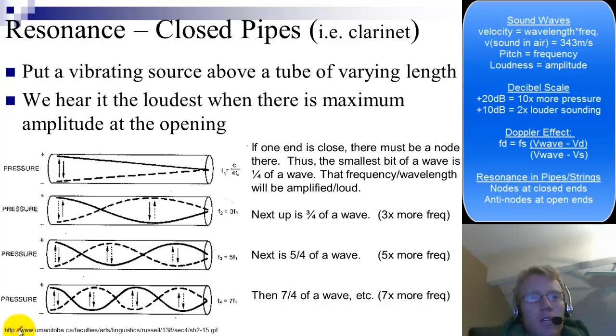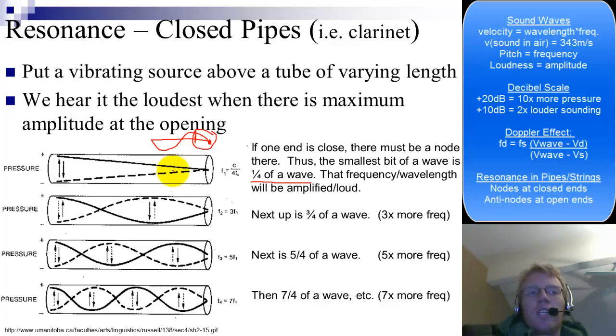As you can see, get my pen again. So the entire wavelength would be something like this. Okay, so you have a node at this end, and then you have a maximum right here. So right here you have 1/4 of a wavelength. So if one end is closed, 1/4 of a wave will fit on here. And so the length of the pipe should be 1/4 of the wavelength that you want to be amplified.